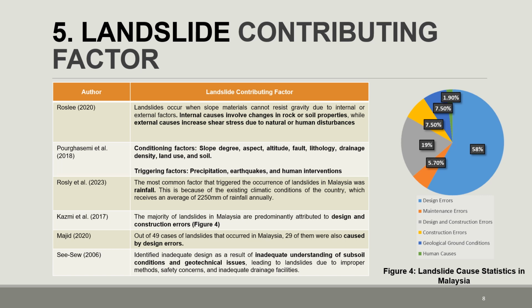landslides in Malaysia are predominantly attributed to design and construction errors, as shown in Figure 4. Majid 2020 highlighted that out of 49 cases of landslides that occurred in Malaysia, 29 of them were also caused by design errors.